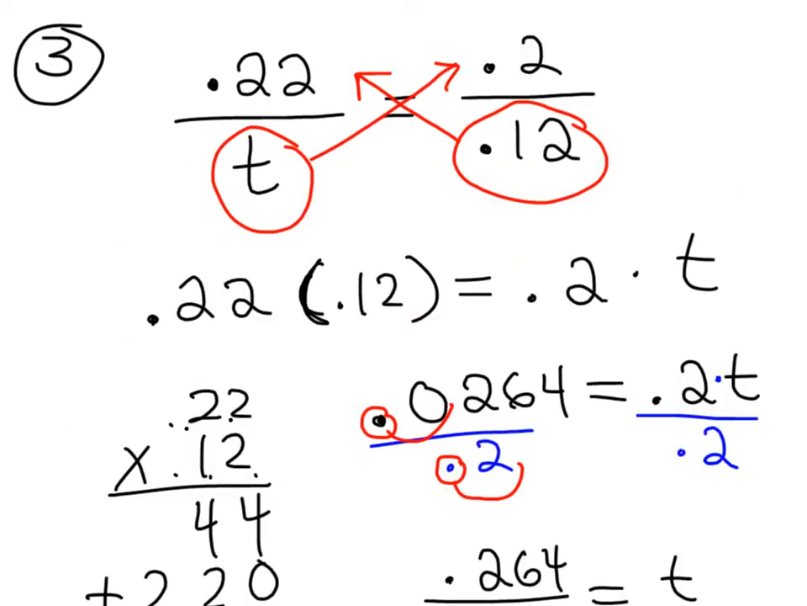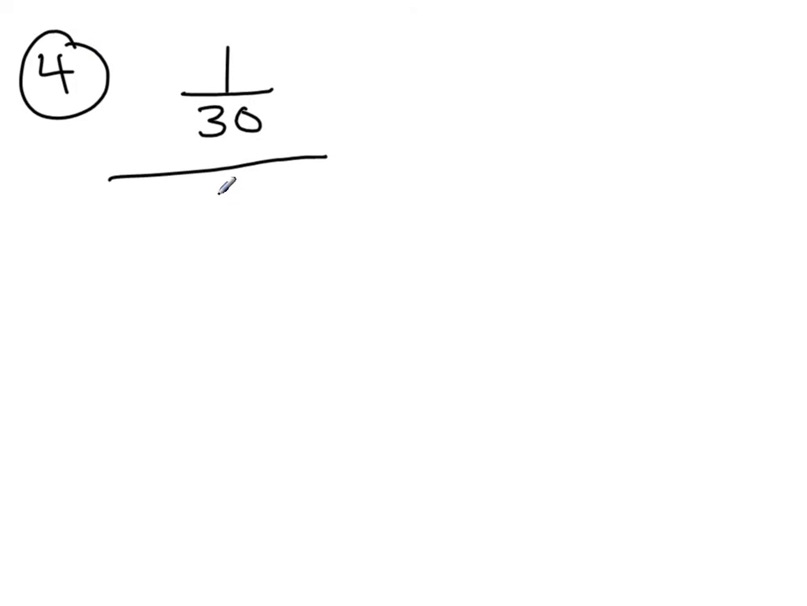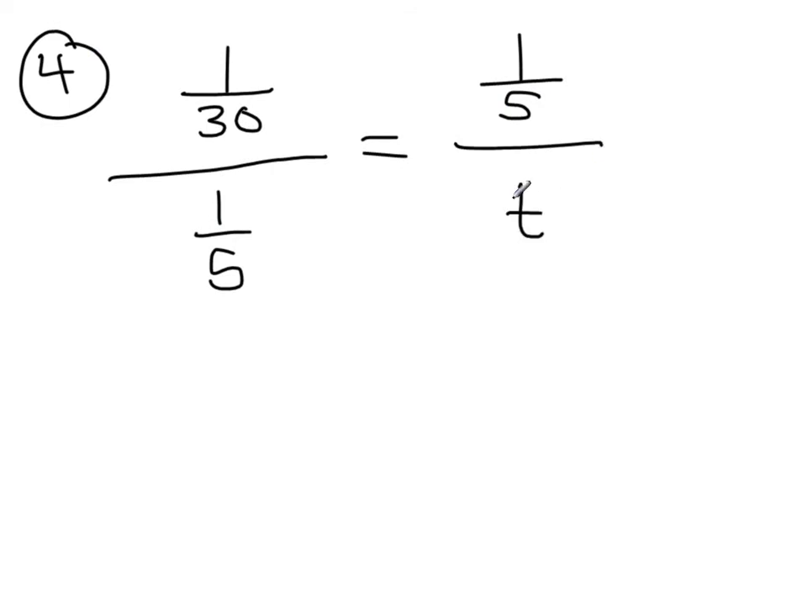Let's try another one. So we have fractions this time involved into the mix. And this one's pretty fun. So we have 1 over 30 all over, I know, cruel, 1/5 equals 1/5 all over t. And I have a thing for t today. I don't know why. Now, before you get crazy, don't start thinking, ooh, the 1/5s cancel out. That is not what is occurring. You cannot cancel across the equal sign.